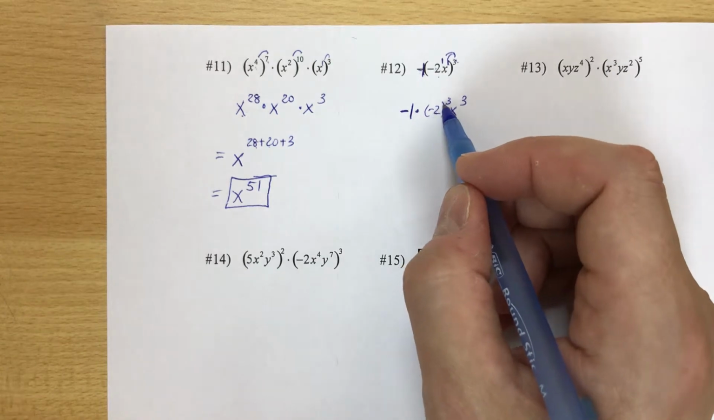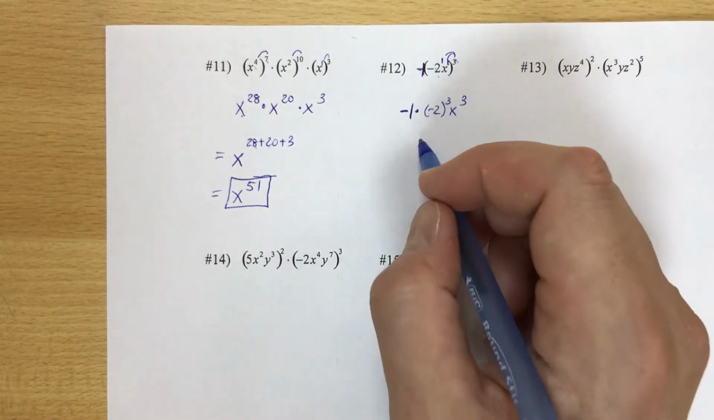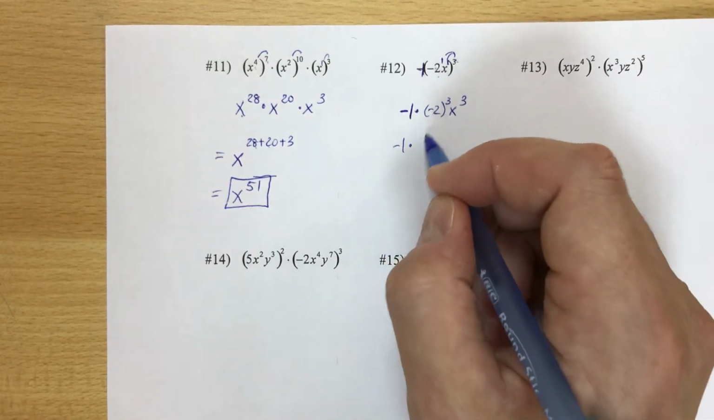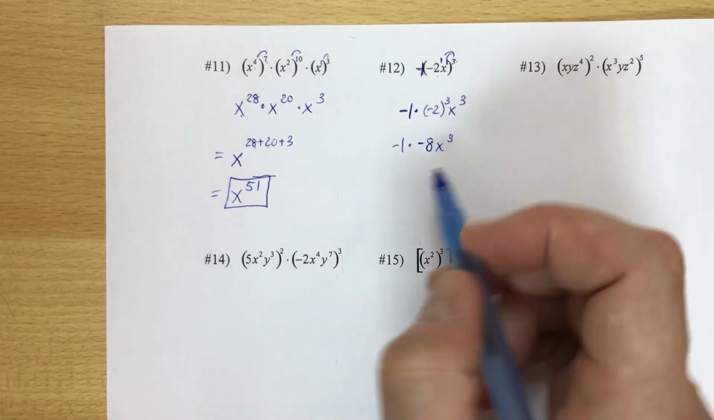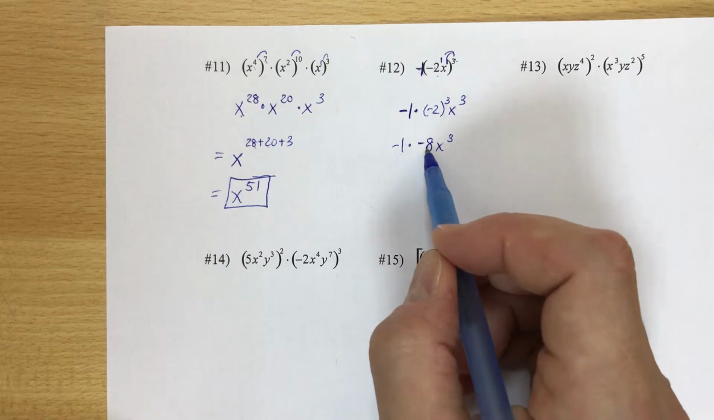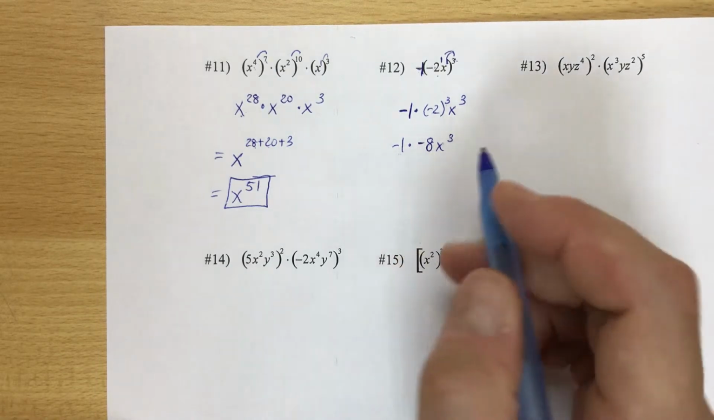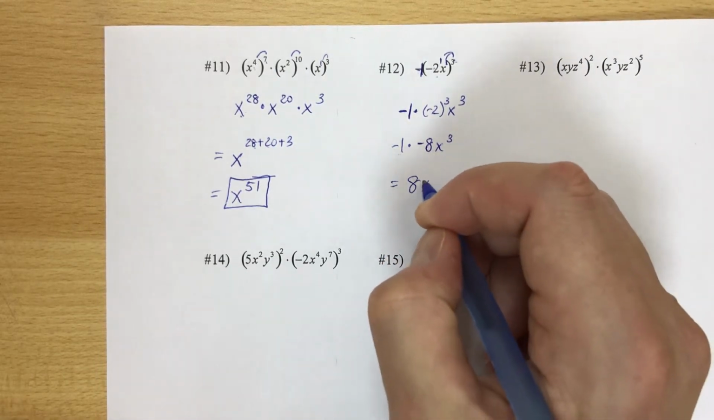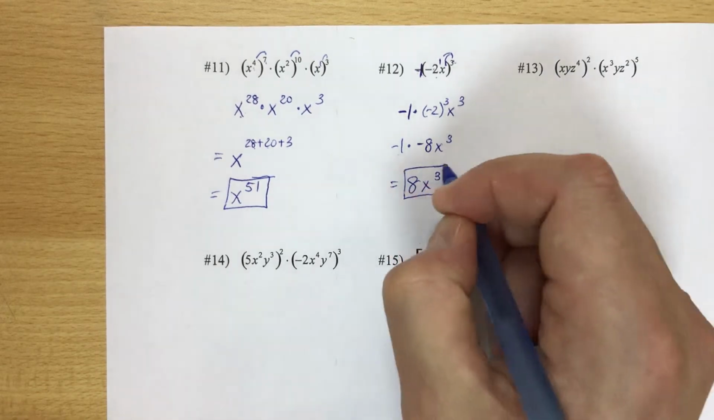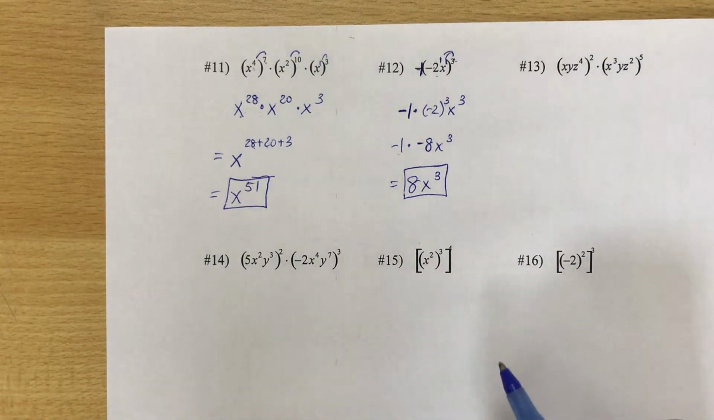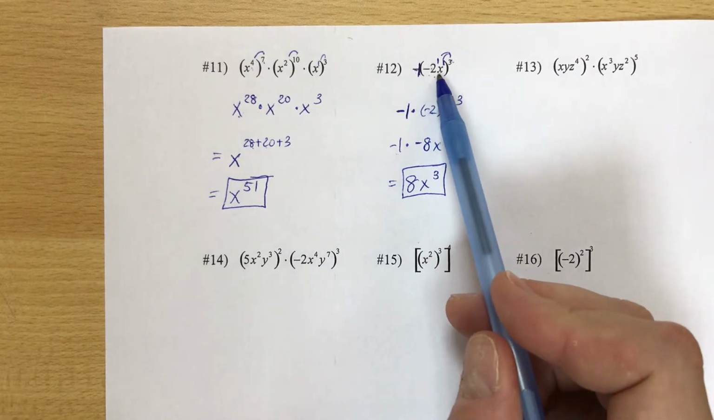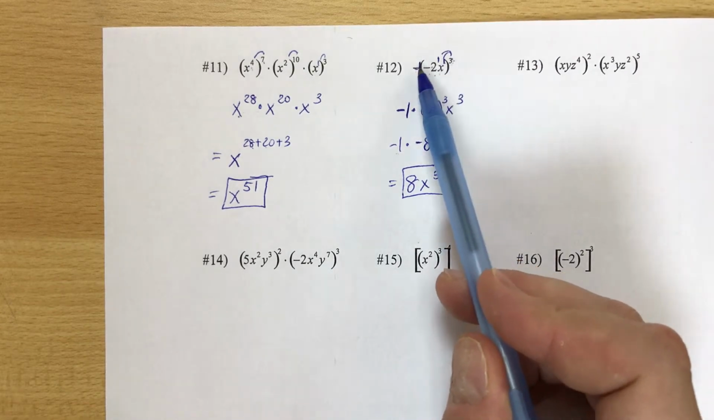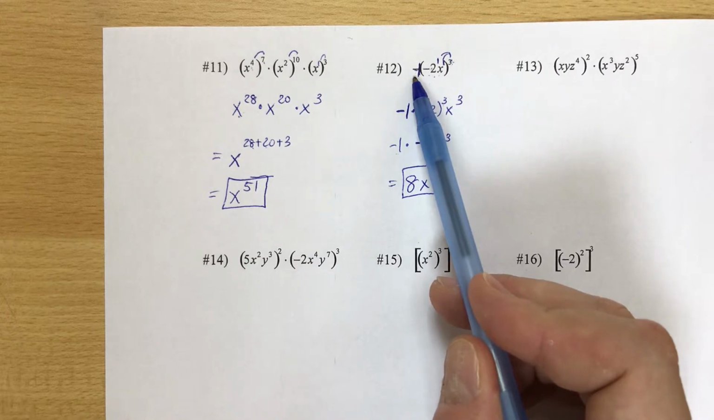Now, when I do negative 2 times negative 2 times negative 2, that becomes negative 8, x to the 3rd. The last thing we can do is multiply the coefficients. A negative times a negative, we get positive 8, x to the 3rd. So there's an order to this. You have to use the order of operations. Parentheses, exponents, then do multiplication at the end.